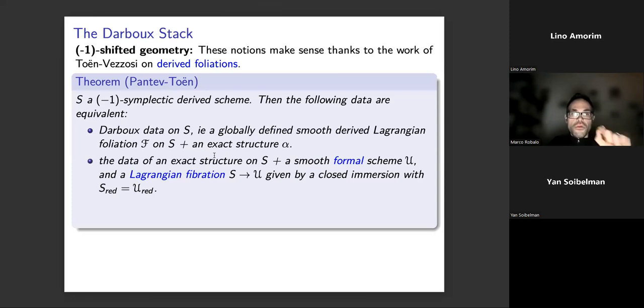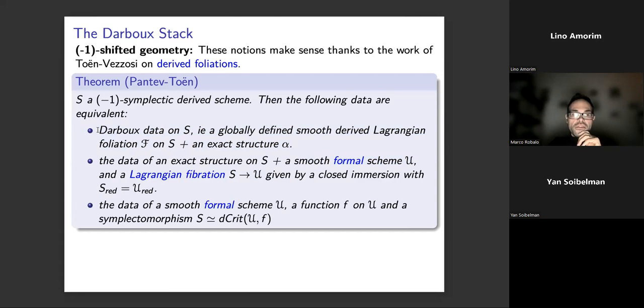And this data is equivalent to another thing, which is the following. I have an exact structure plus the data of a Lagrangian fibration from S to U. So it's a fibration whose fibers are Lagrangian. And I ask that on the reduced, this is an isomorphism. So in particular, U will be a formal scheme. What we try to mimic here is that U is essentially the leaf space for the foliation that I define here. If you have a foliation F on S, you can take the leaf space, S mod F, and this is my U.